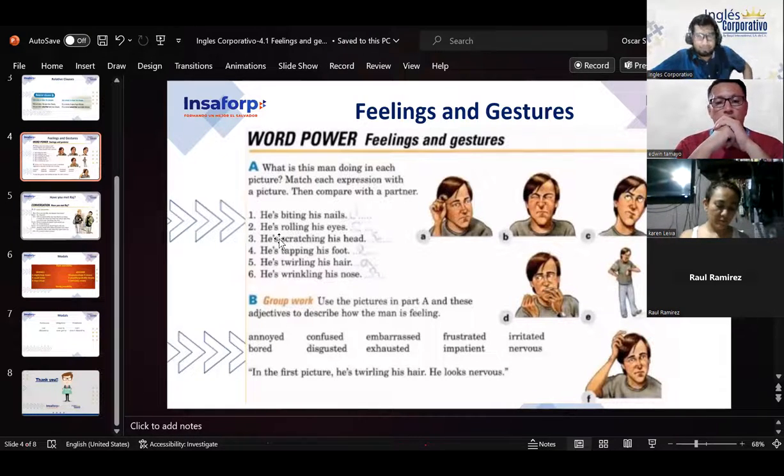We have another one. Rolling his eyes. This is letter Z. Rolling his eyes means going like you're disgusted at something, that you are frustrated at something, or that you're simply annoyed at something. When you're annoyed most of the time, like, come on. So yeah, rolling his eyes.